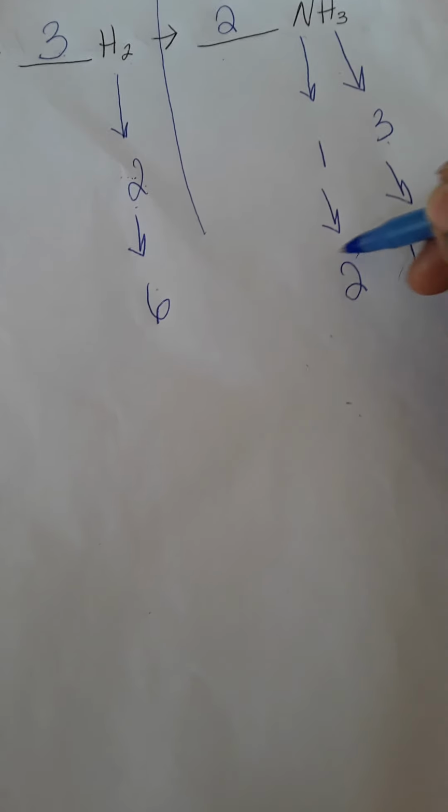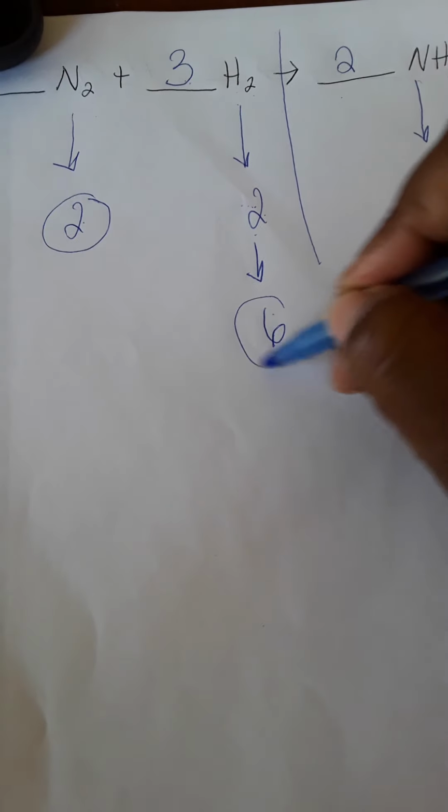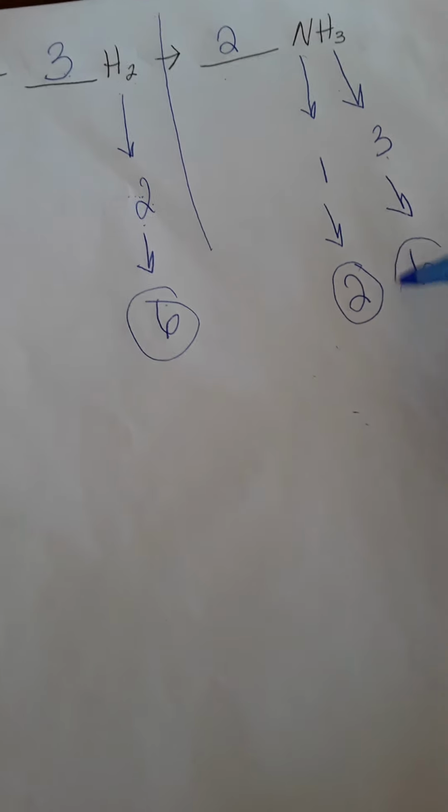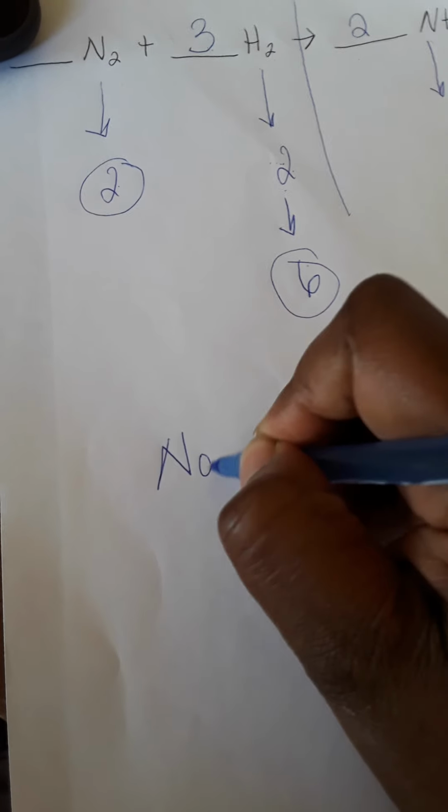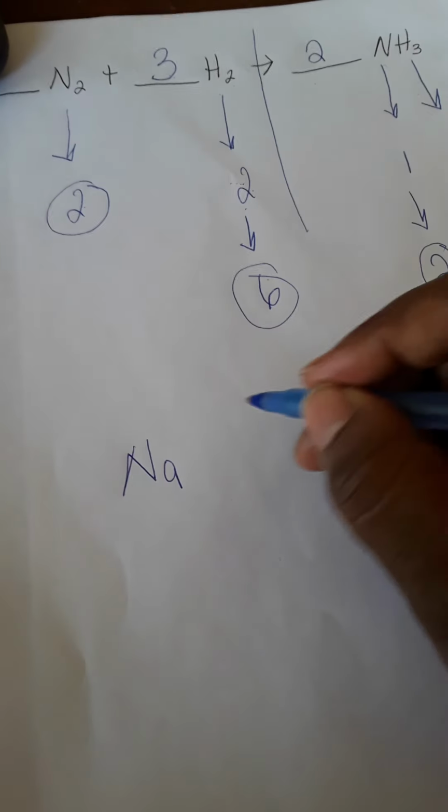So now, am I balanced? Well, I have 2 nitrogens here. I have 2 nitrogens here. I have 6 hydrogens here. I have 6 hydrogens here. So far it's balanced. So my final result would be N2. I don't put any value there because I don't need any.